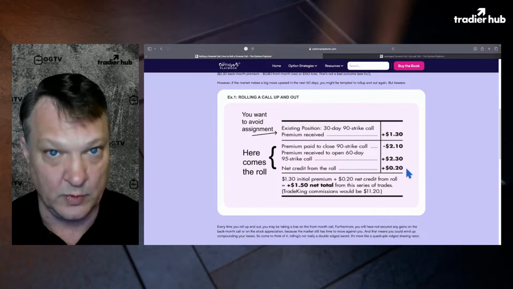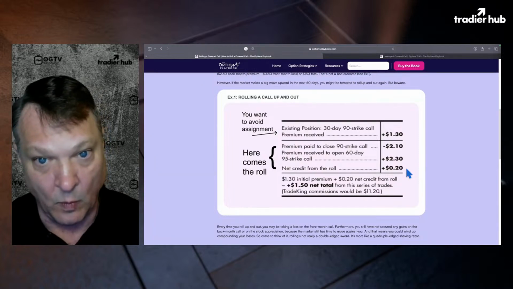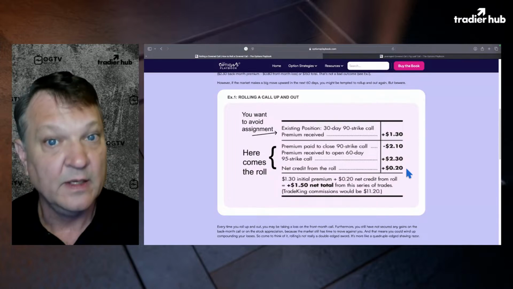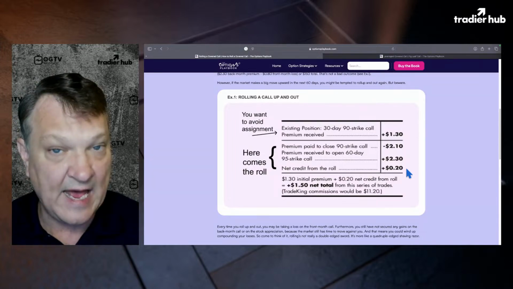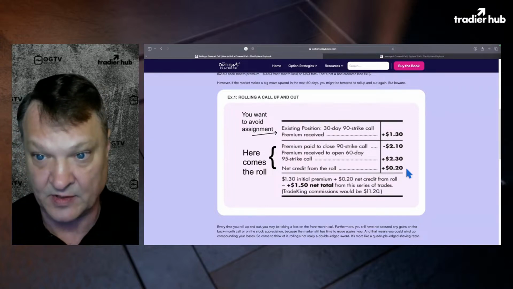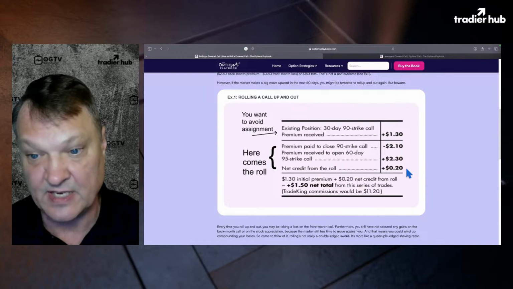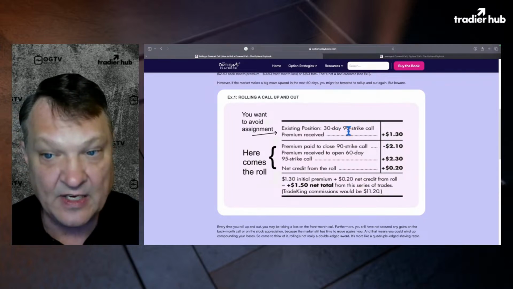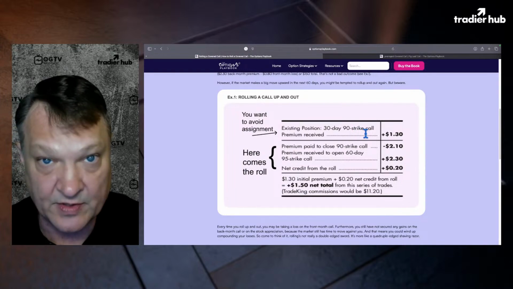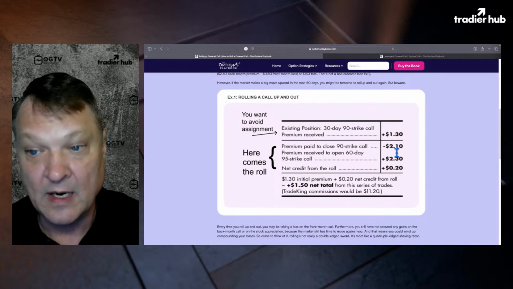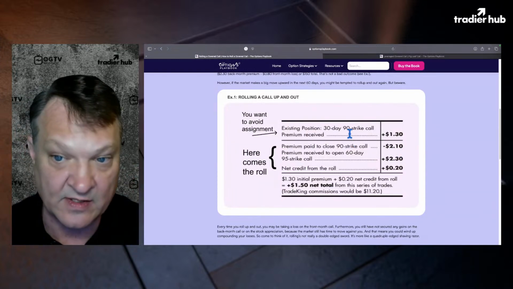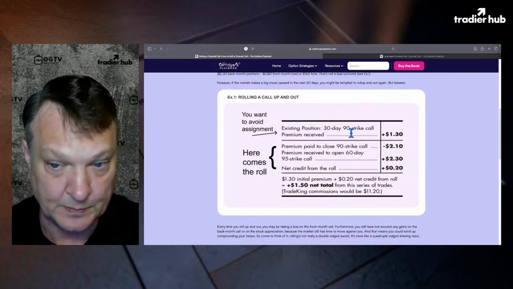So what are some of the rules of doing this? Well, one of the biggest rules to me is to roll early. You need to have as little intrinsic value on your option contract as possible. In our instance, we said that the 90 strike call became in the money by 2 points, and it was trading for $2.10. It had 2 points of intrinsic value because the underlying stock ran to 92.